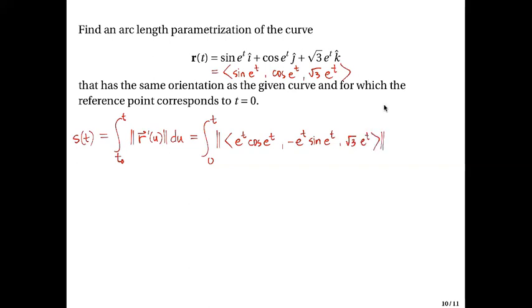Sorry, why am I using t? I have to use u. I'm using the dummy variable u. So let me change that. So in here, here, here, here, and here, they must be u here, u here, u here, u, and u. And then, of course, the variable of integration, it's du.